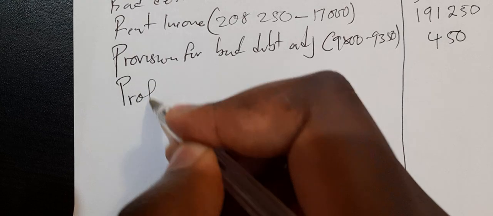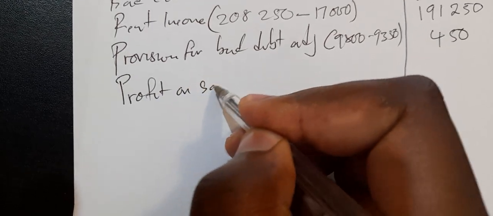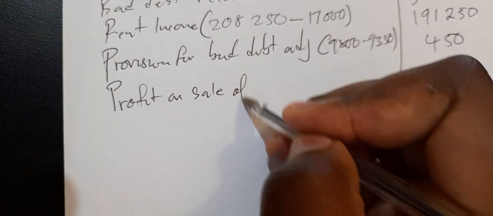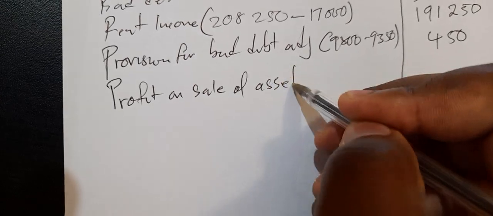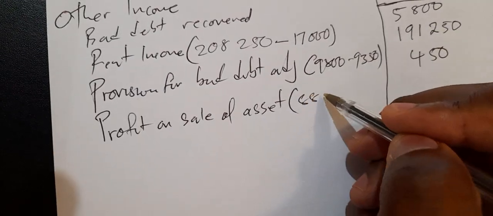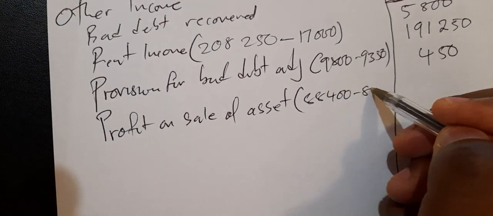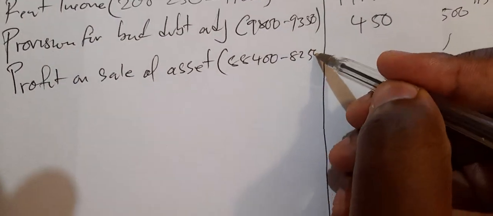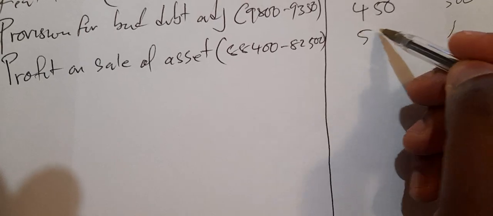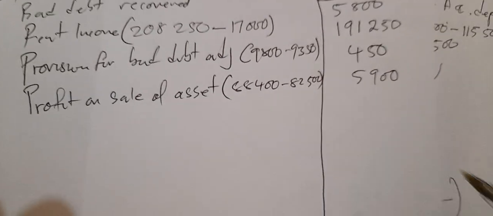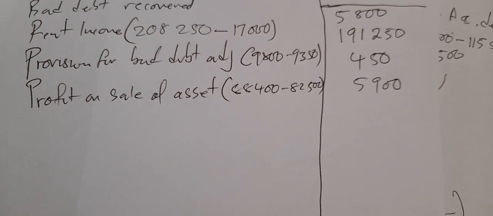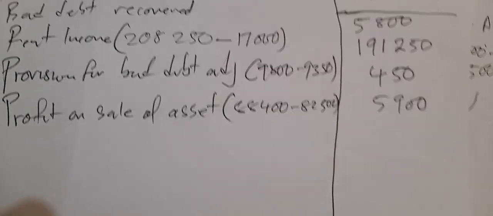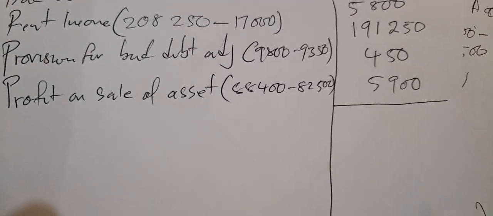So we can then come to our income statement. Profit on sale of an asset is equal to 88,400 less 82,500, which gave us 5,900. That's our income there. Then we are done with our income.